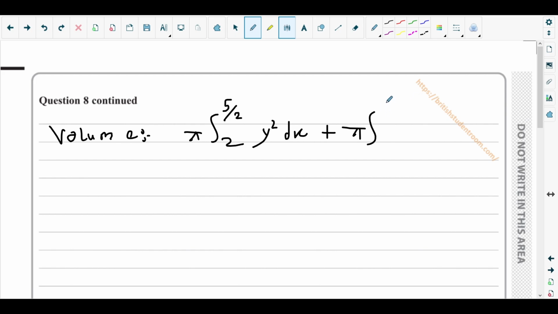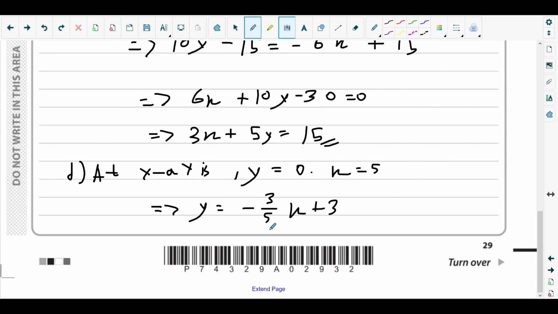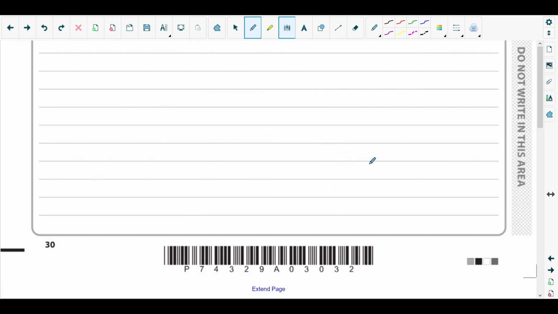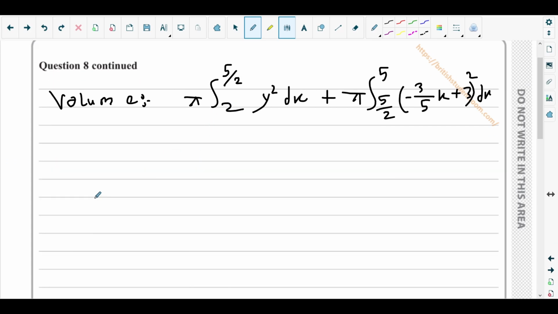L. It would be from 5 to 5 over 2, and the equation was negative 3 over 5 x plus 3 whole squared, isn't it? Whole squared dx. Let me check. Negative 3 over 5 x plus 3. Exactly, negative 3 over 5 x plus 3 whole squared. Okay, now let's do the integrations separately so that you can do the workings comfortably.